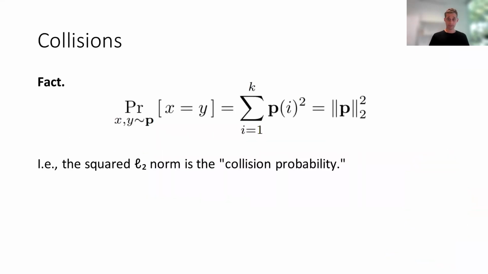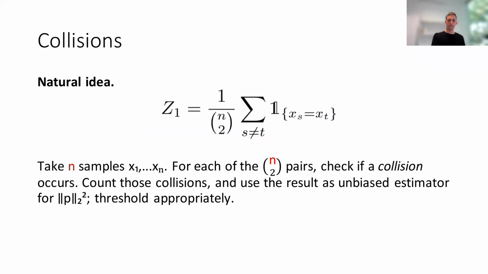How do we do this? And that's why this quantity is really interesting. And that's where the name collision also pops up. Again, you can just check that. If you take two independent samples from the same discrete distribution and ask what is the probability that they're equal, this is exactly this L2 norm squared of the distribution. It's obvious once you've seen it, but this is kind of magical. So the squared L2 norm is the collision probability. If I take two samples, what is the probability that they collide? So that gives me a natural idea.